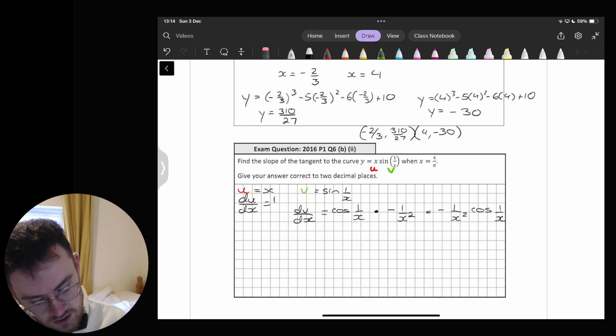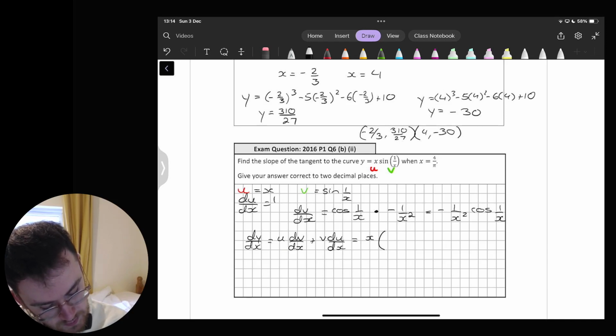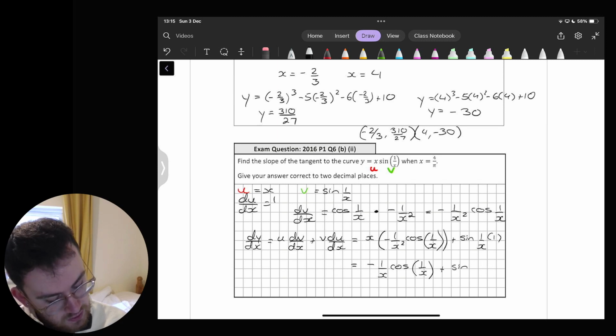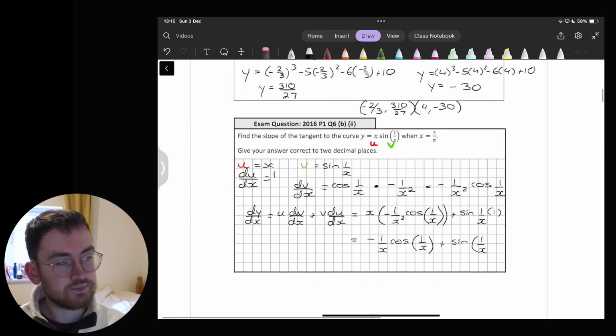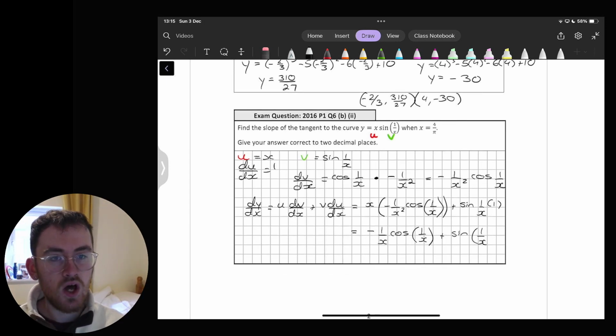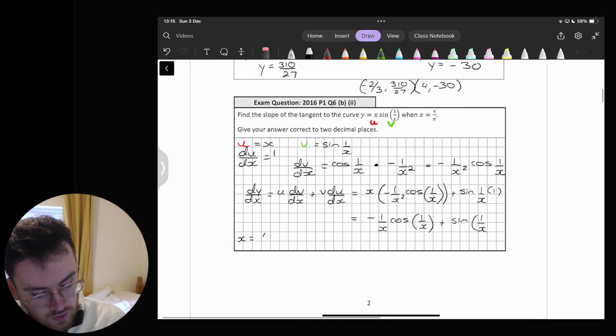Okay, so we're finding the slope of the tangent to the curve, so dy dx is u dv dx plus v du dx. So that's x times minus 1 over x squared cos 1 over x plus v, so sine 1 over x, times du dx, which is of course just 1. So I get minus 1 over x cos 1 over x plus sine 1 over x. Okay, so I need to sub in now when x is equal to 4 over pi.